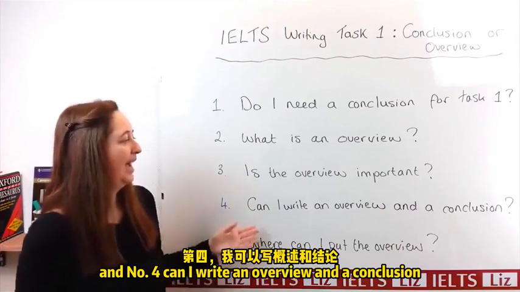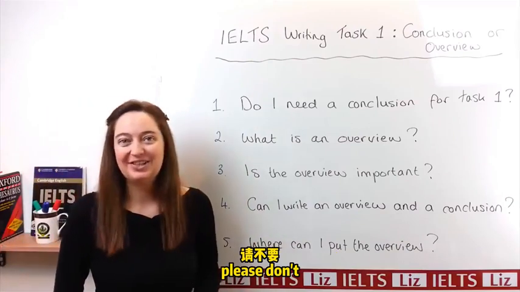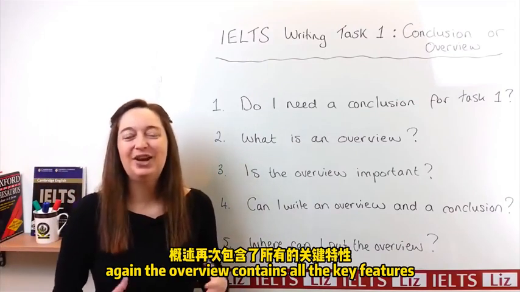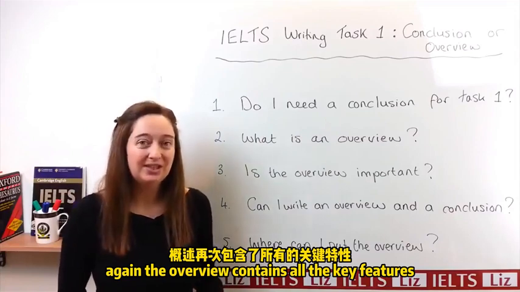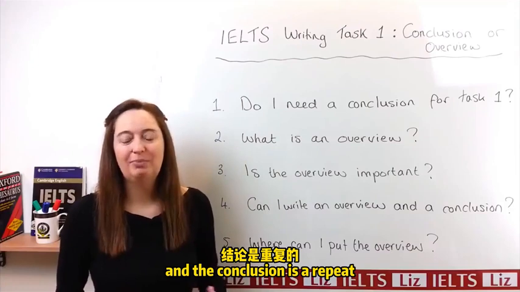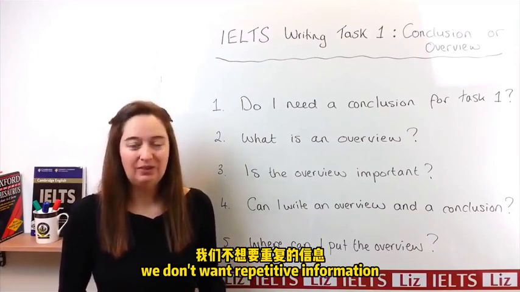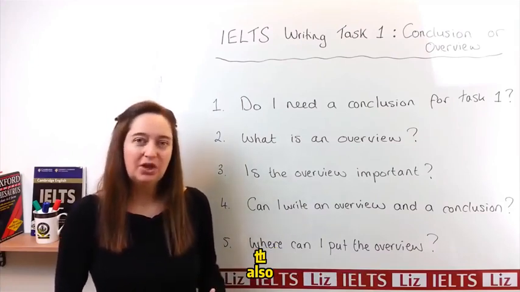And number 4, can I write an overview and a conclusion? Please don't. Again, the overview contains all the key features and the conclusion is a repeat. We don't want repetitive information.